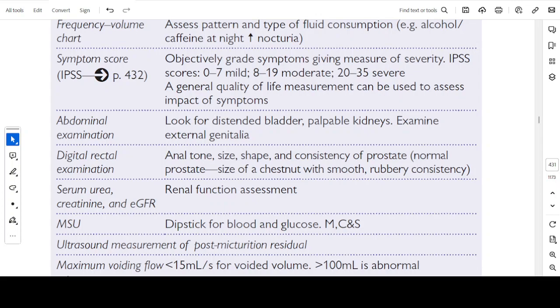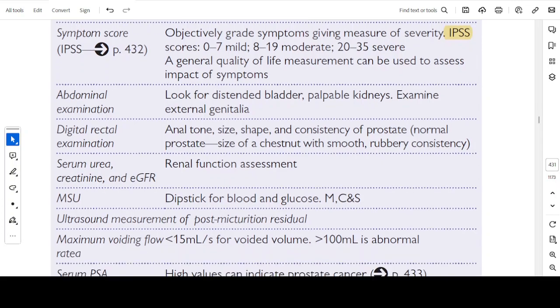IPSS is the score that is used for measuring the symptoms of BPH. Scores 0 to 7 is mild, 8 to 19 is moderate and 20 to 35 is severe. A general quality of life measurement can be used to assess the impact of symptoms.